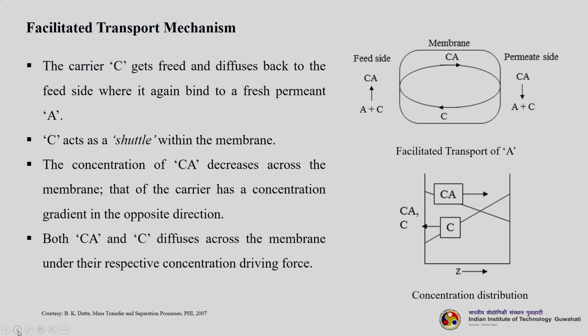The concentration of the component CA decreases across the membrane, and that of the carrier has a concentration gradient in the opposite direction. You can see this is the gradient here, this is CA. It is decreasing across the thickness of the membrane, whereas the carrier's concentration profile or gradient is in the opposite direction. Both CA and C diffuse across the membrane under their respective concentration driving forces.